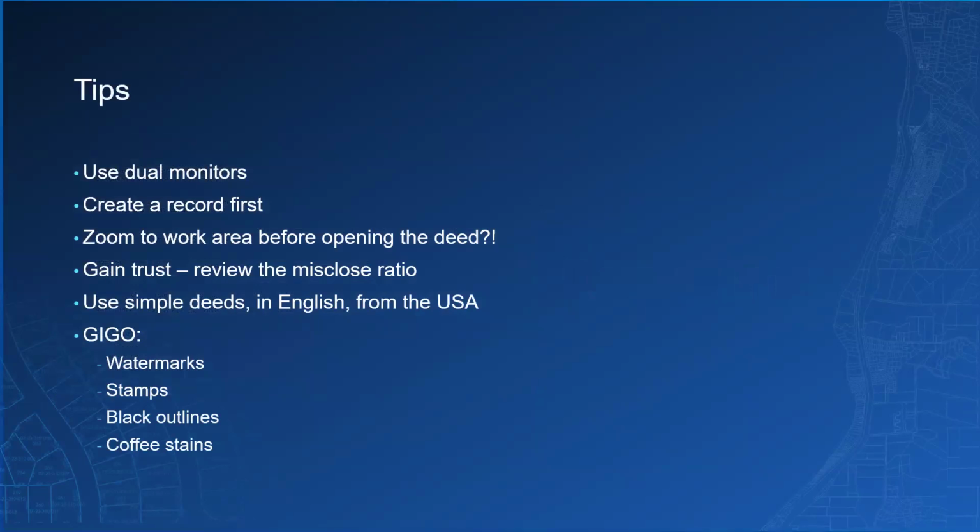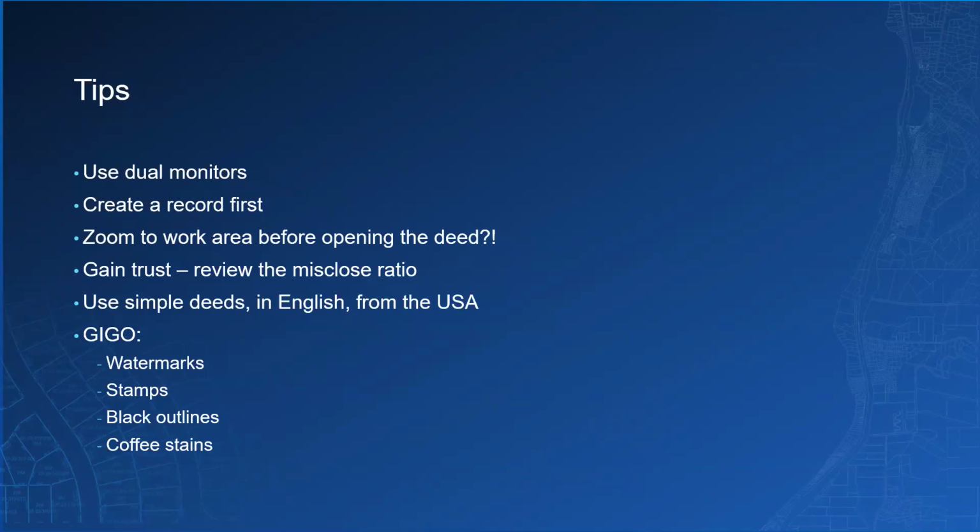Some tips with COGO Reader. Use dual monitors. Create the record first. That was helpful because then we can press the show only active and we can see the previous shows better. Zoom to your work area before opening the deed. So I was just randomly going through a batch of deeds that we received from Harris County Appraisal District. Thank you, HCAD again. Sometimes I didn't have the documents to even find the point of beginning or point of commencement. So that is something, of course, that they have access to.